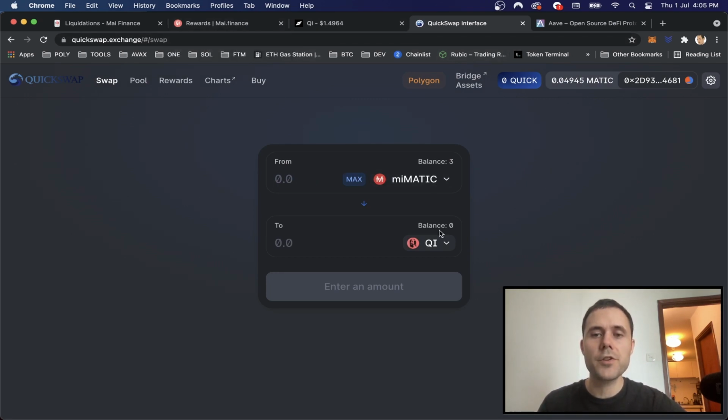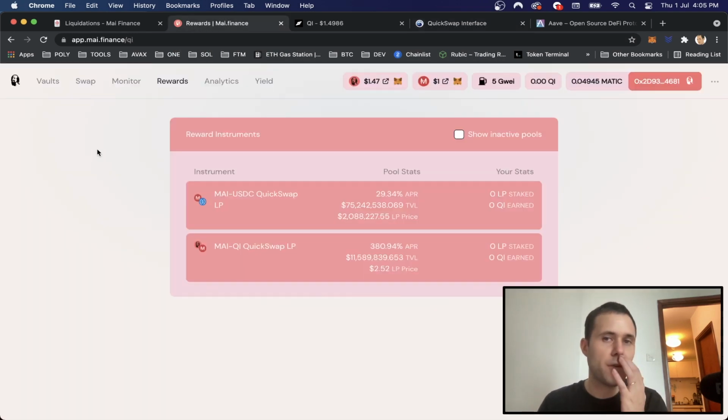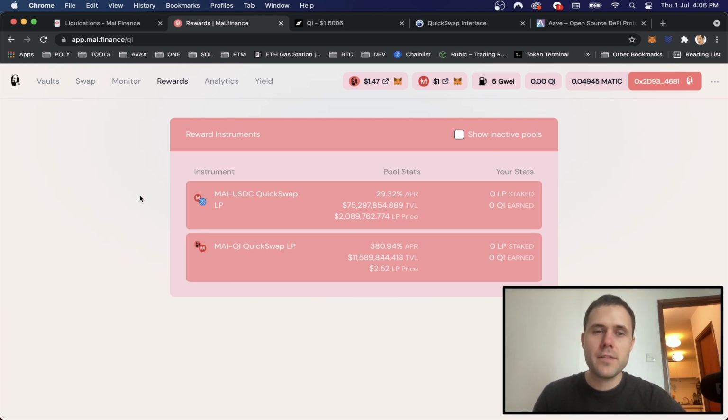So what is Chi? Chi is a governance token for Mai Finance. Okay, so it's kind of like the community token, and it's also a token which is going to be used in one of the liquidity pools here. So I'm going to try and summarize what a liquidity pool is in just a few lines.